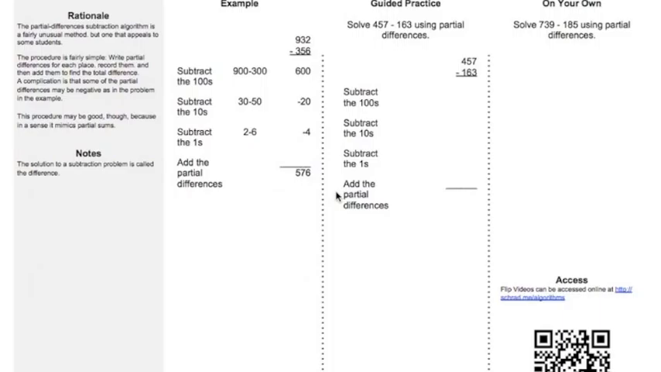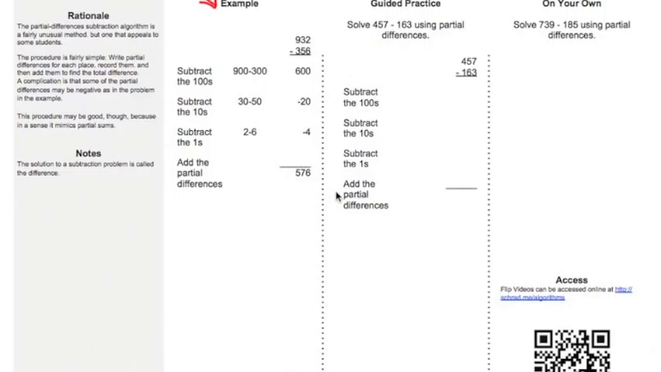The issue, though, is sometimes partial differences means that the differences are negative, and so we have to deal with that. So let's go through it, and let's see what we see. All right? We're going to start with the example problem. And it's 932 minus 356.